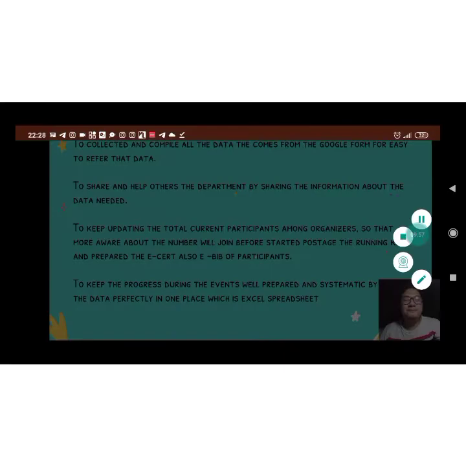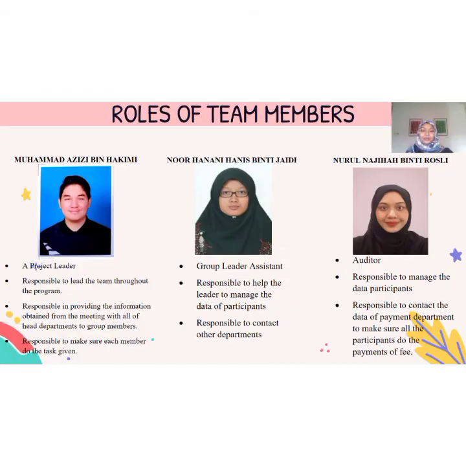Thank you. We move to the next section, which is the roles of team members for Data of Participants. As you can see here, we have Muhammad Azizi bin Hakimi, Nur Hanani Hanis binti Jaidi, and Nurunacha binti Rosli. Muhammad Azizi is the project leader, responsible to lead the team throughout the program and to provide the information obtained from the meeting with all the heads of departments to group members. He is also responsible to make sure each member does the task given.